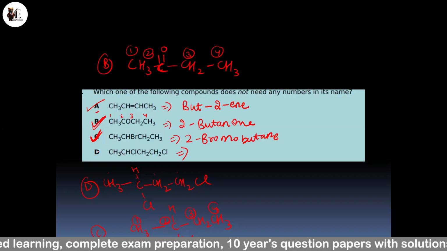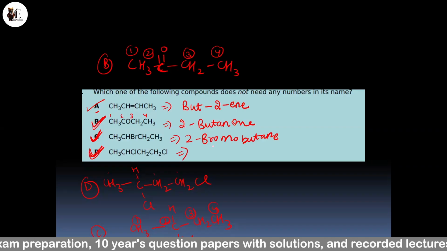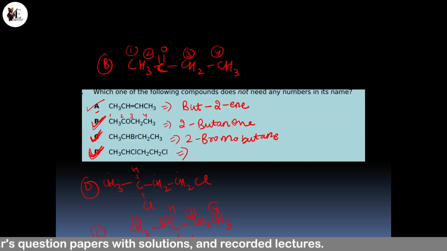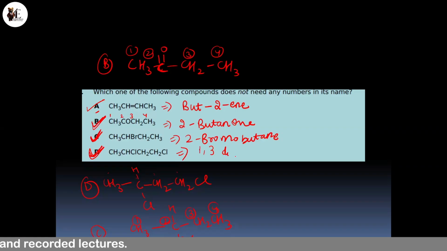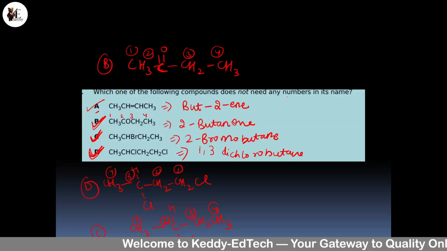Yes, Shama, tell me the IUPAC name of D part. 1,3-dichlorobutane. Yes, correct. Because the counting will start from here. 1, 2, 3, 4. So it is 1,3-dichlorobutane. Very good. So the question is: which one of the following compounds does not need any number in its name?